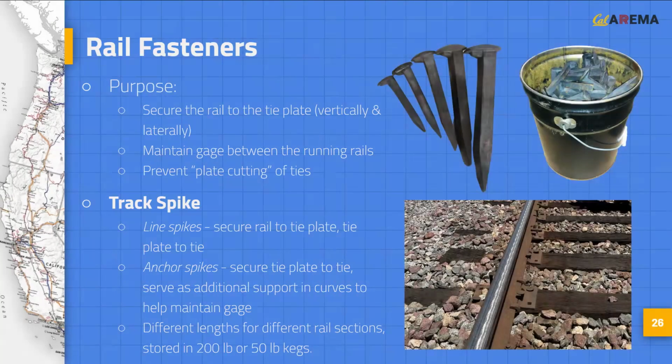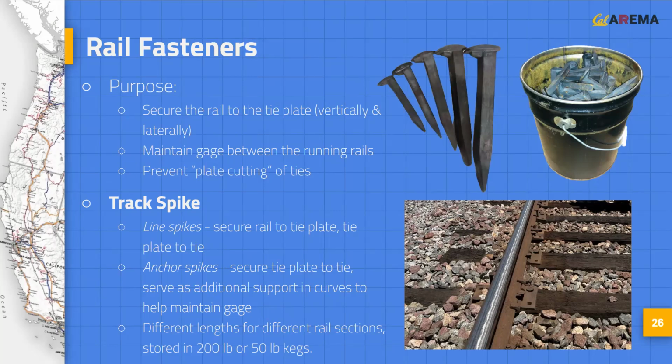Speaking of fasteners, the purpose of rail fasteners is to secure the rail to the tie plate and tie both vertically and laterally. This helps to maintain track gauge between the running rails and prevent plate cutting of the ties, where the tie plate begins to cut down into the surface of the tie. The most common rail fastener is the track spike, which is driven through holes in the tie plate to secure the rail to the tie.